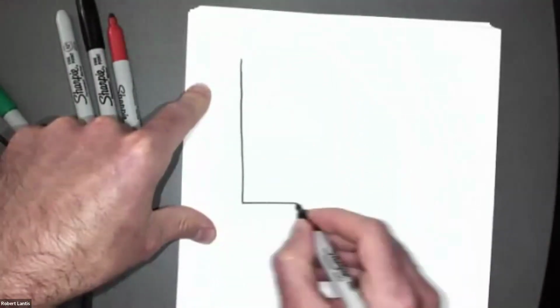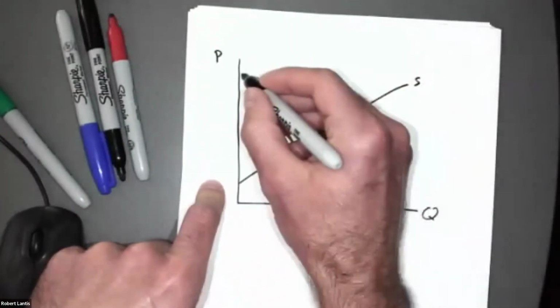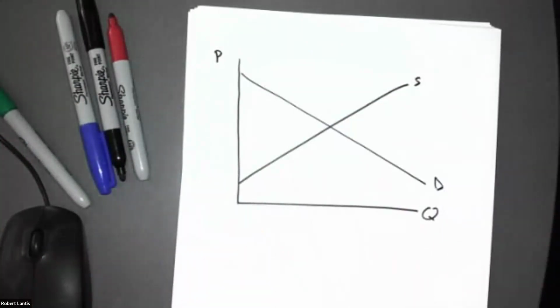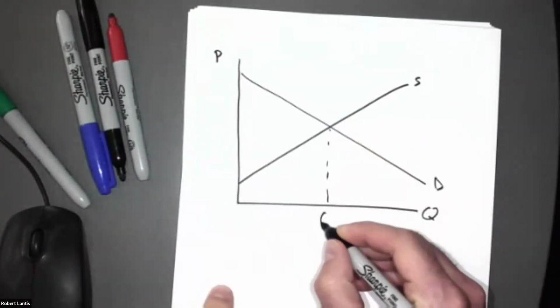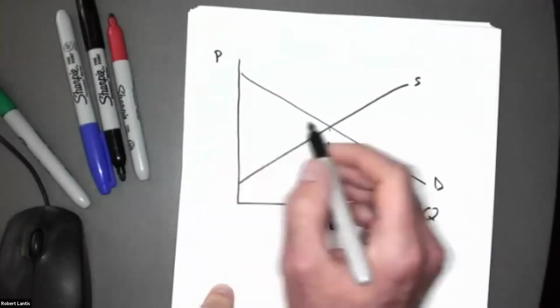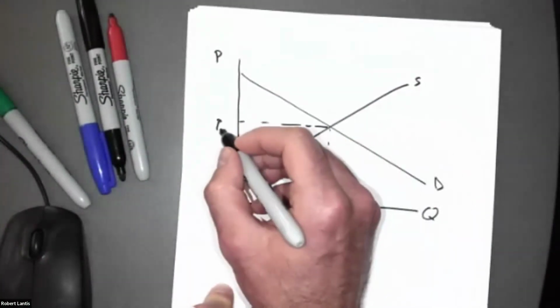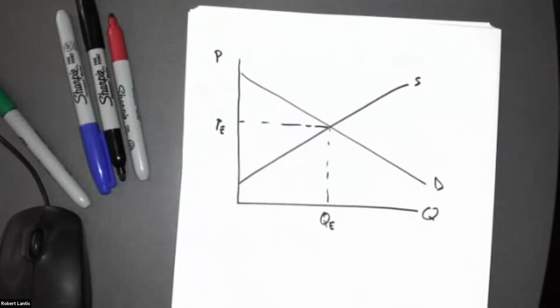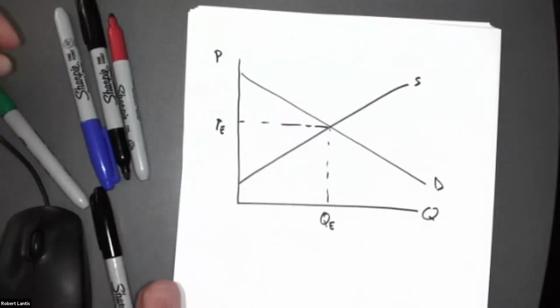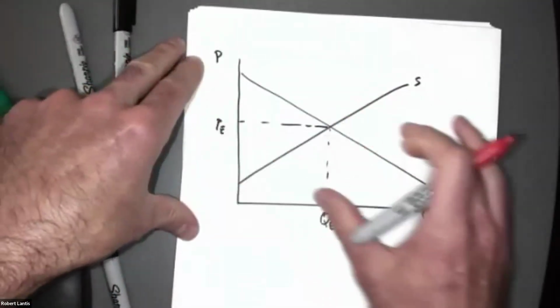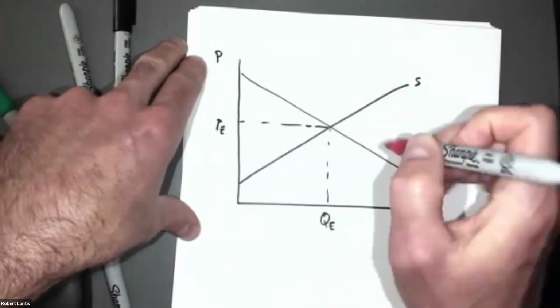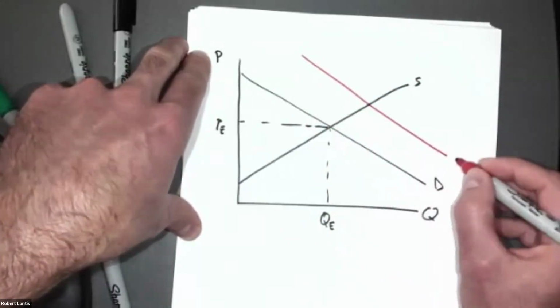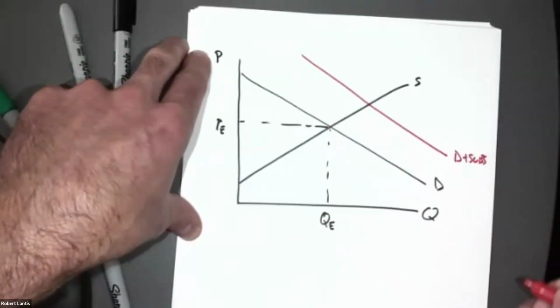If instead I gave you subsidies, where we've got supply, demand, here's the old equilibrium quantity. Here's the old equilibrium price. We would have producer and consumer surplus here. If I gave this subsidy to producers, it shifted supply out. What if they gave it to consumers? It would just increase demand.